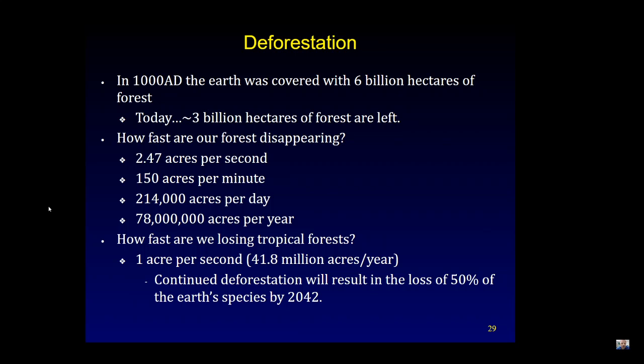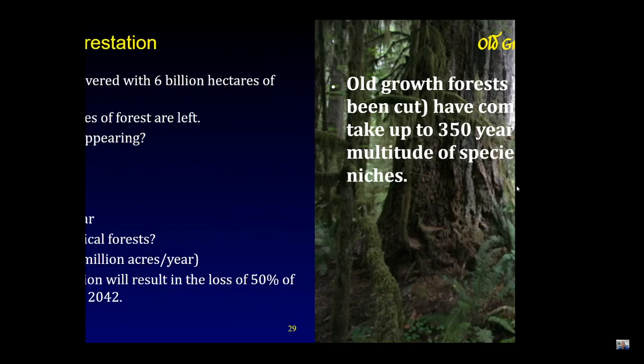How fast are we losing tropical forest? Well, we're losing 1 acre per second, so about 2.25 rai per second. And continued deforestation will result in the loss of 50% of the Earth's species by 2042. Pretty crazy if you think about those estimates.